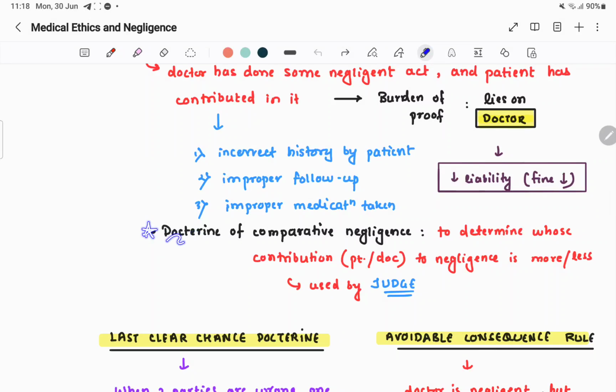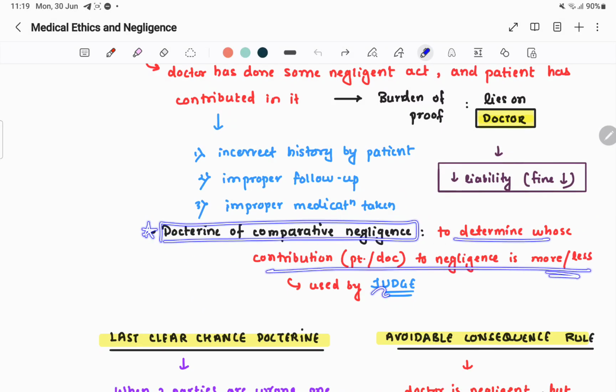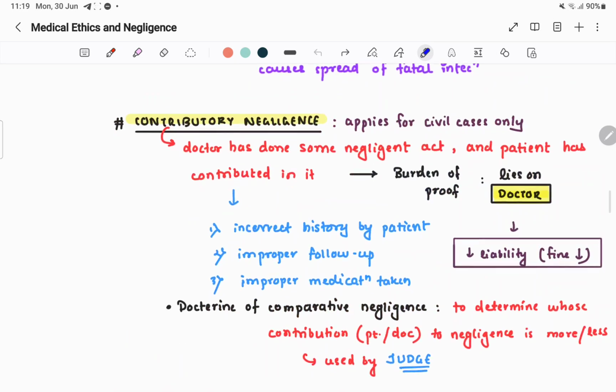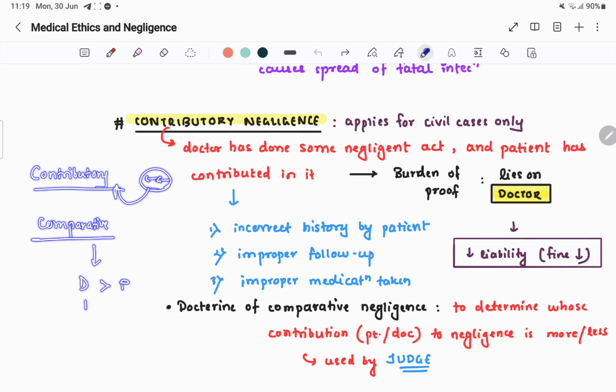Then doctrine of comparative negligence, to determine whose contribution is more or less, is used by the judge. So one is contributory negligence, one is comparative negligence. You have to know the difference. Contributory means doctor and patient are both liable and both will share the negligence. Comparative is who is more negligent, either the doctor is more negligent than the patient or the patient is more negligent than the doctor. It is used by the judge to determine.